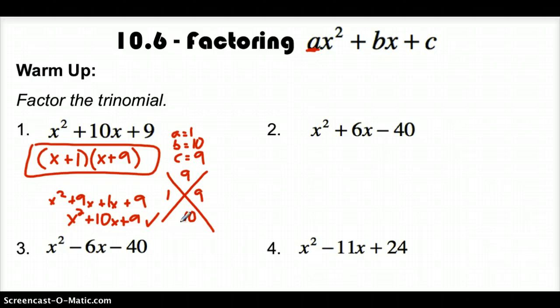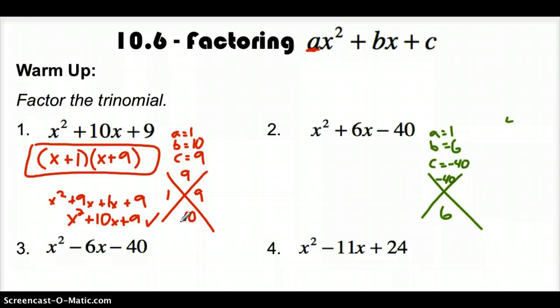Number 2, I have x squared plus 6x minus 40. So I'll identify a, b, and c. My a value here is 1, b value is 6, and c value is negative 40. And so I'll make my x chart. My a times c here is negative 40, and my b value here is 6. So I'm trying to think of two numbers that multiply to negative 40 but add to 6.